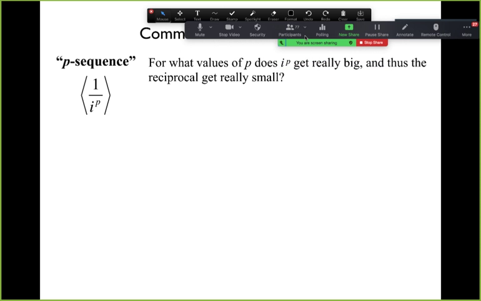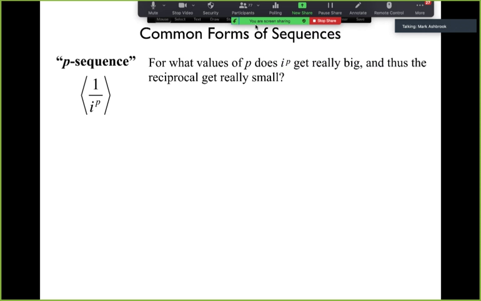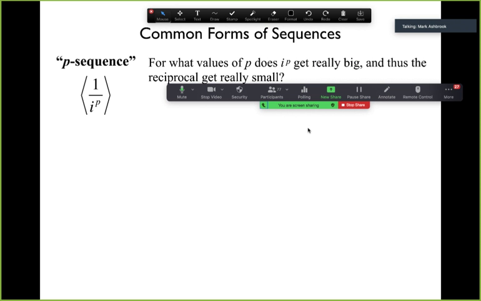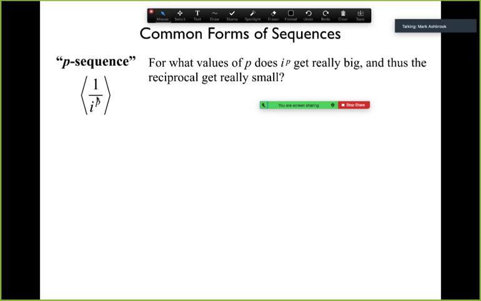So we're going to ask, for what values of p does i to the p get really big, and thus the reciprocal get really small? For what values of p will this just get large without limit, large without bound? And if it does that, then this whole thing will converge to 0.